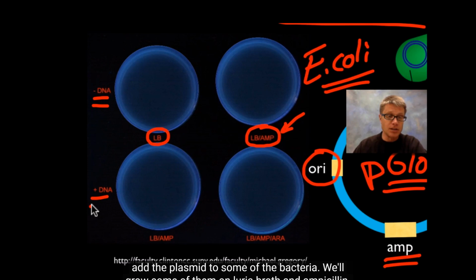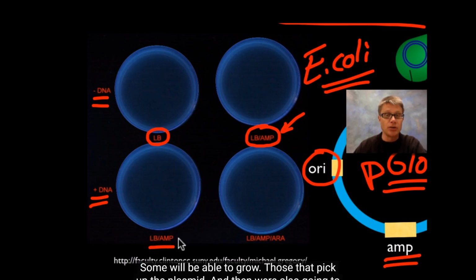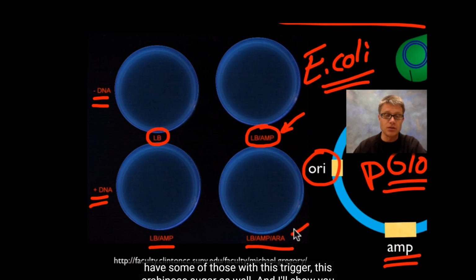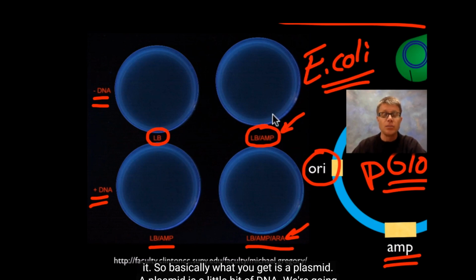We'll then add the plasmid to some of the bacteria. We'll grow some of them on Luria broth and ampicillin. Some will be able to grow, those that pick up the plasmid, and then we're also going to have some of those with this trigger, this arabinose sugar as well. And I'll show you what all those things are going to look like in just a second, but first let's discuss it. So basically what you get is a plasmid.